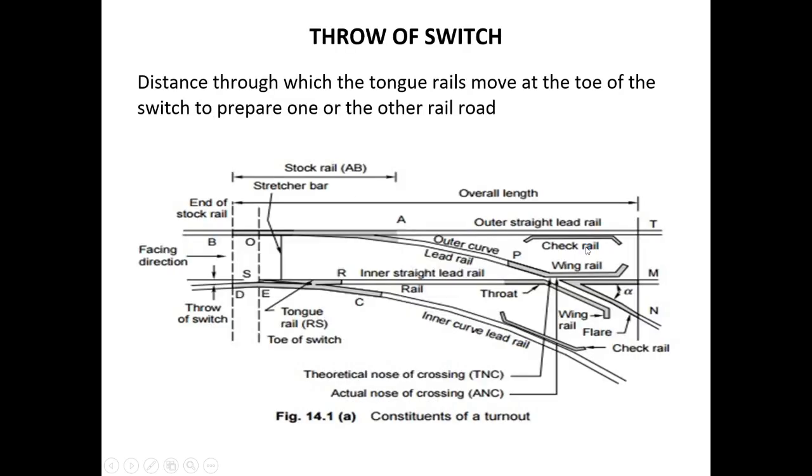Okay, so now we will move towards the throw of switch. What is throw of switch? The distance through which the tongue rails move at the toe of the switch to prepare one or the other railroad. Okay, we have seen the movement in the video, the movement of the tongue rail towards the stock rail at the toe of the switch. So that distance through which the tongue rails move at the toe of the switch so as to prepare one or the other railroad is called as the throw of the switch.